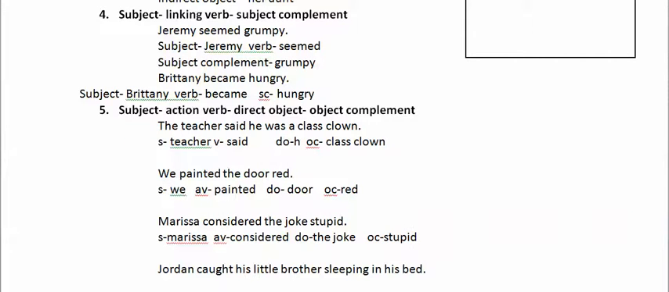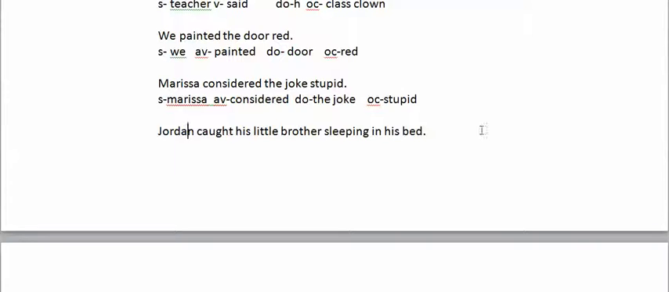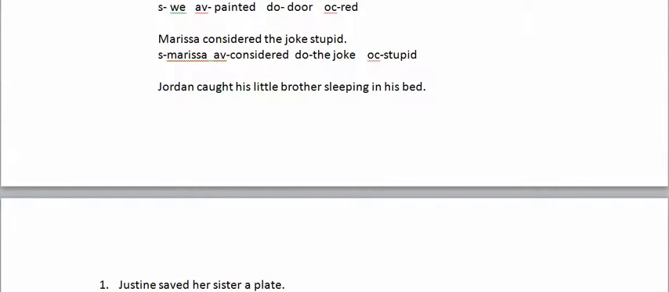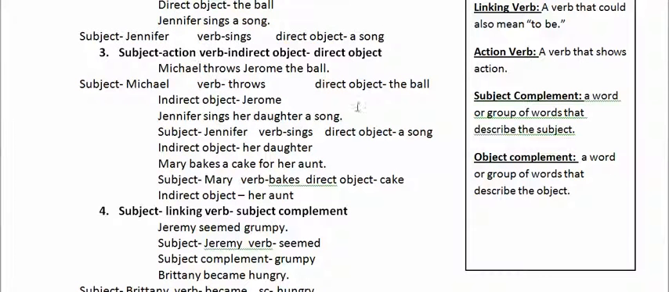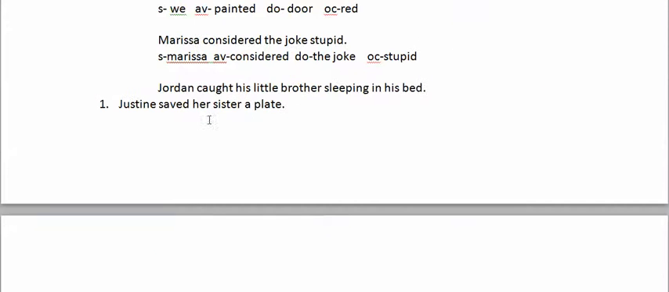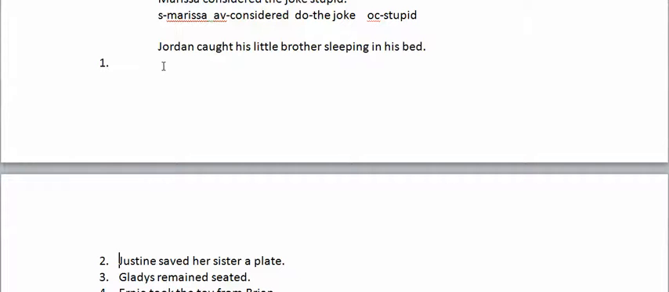Now, last but not least, we have one that's a little bit harder. Jordan caught his brother sleeping in his bed. Sorry, I've got to make more room down here. Jordan is the subject. Action verb, caught. Direct object, who did he catch? His brother. And then here we have an object complement that is more than one word. Sleeping in his bed is actually the object complement.